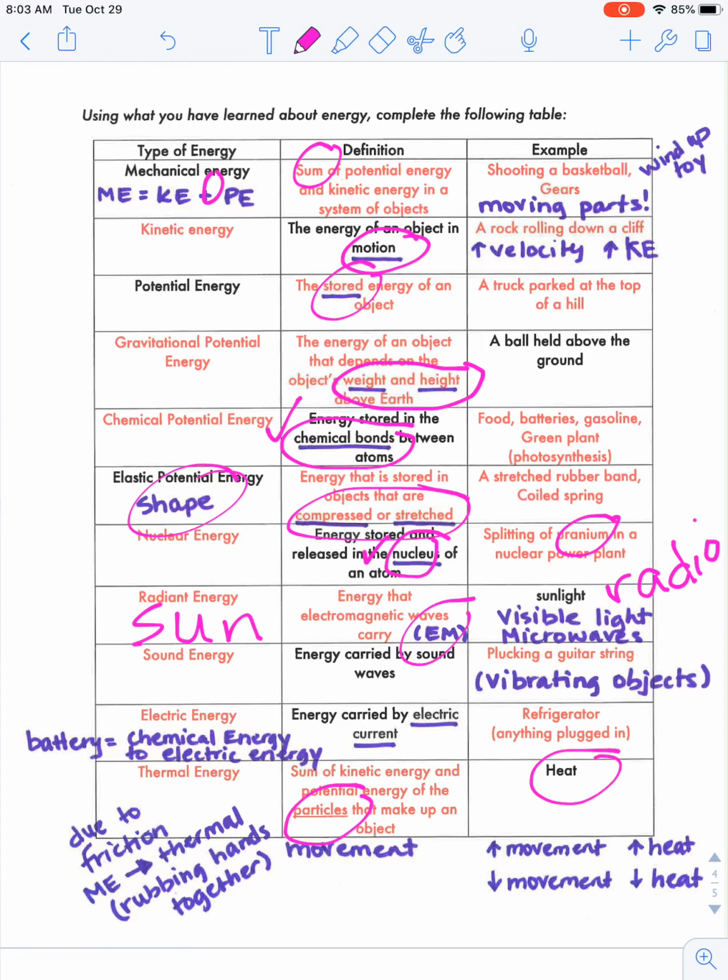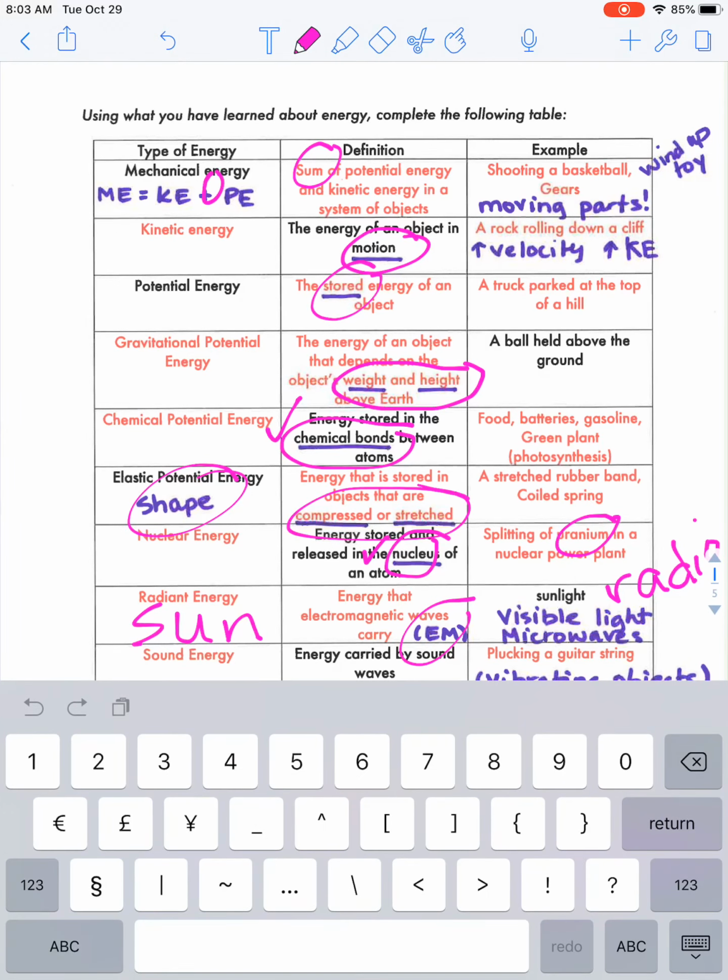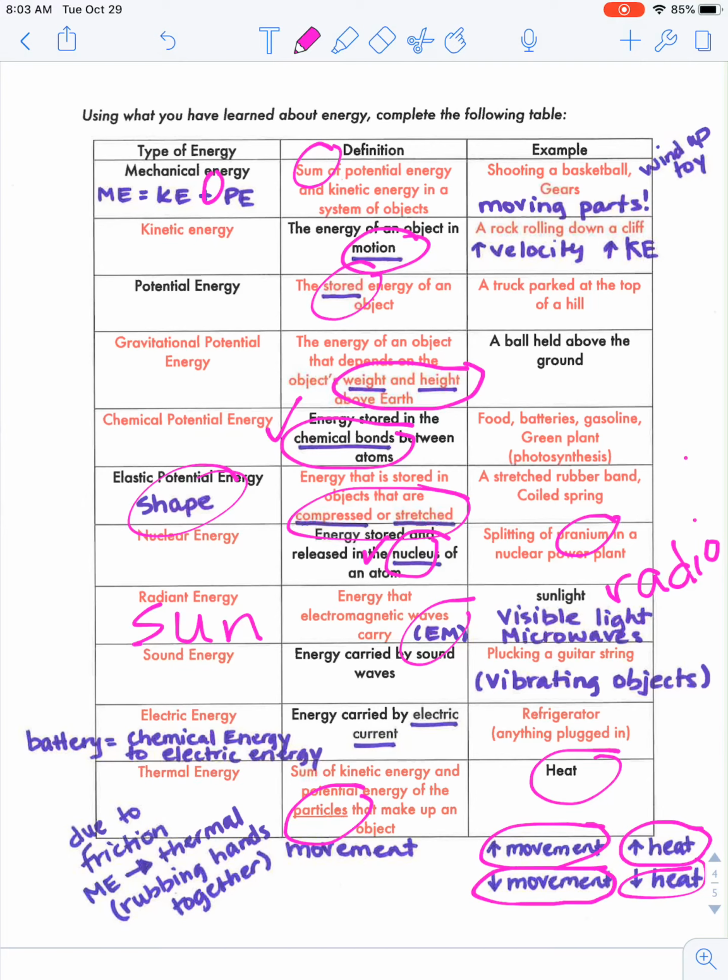So if the particles are moving really fast, then it's going to generate a lot of thermal energy. The particles of that object, if they're moving really slow, then it's not going to generate a lot of thermal energy, and it's going to feel cooler. So the particles, if they're moving really, really, really fast, they are going to generate a lot of heat.